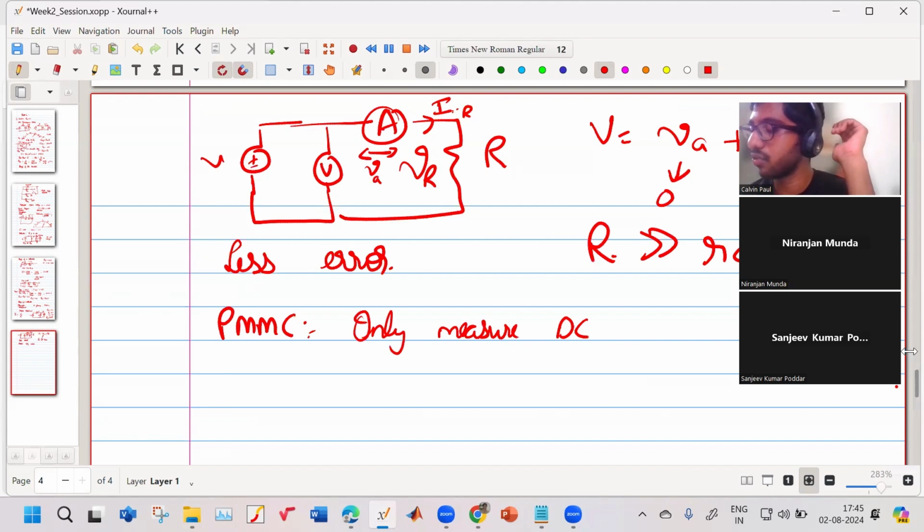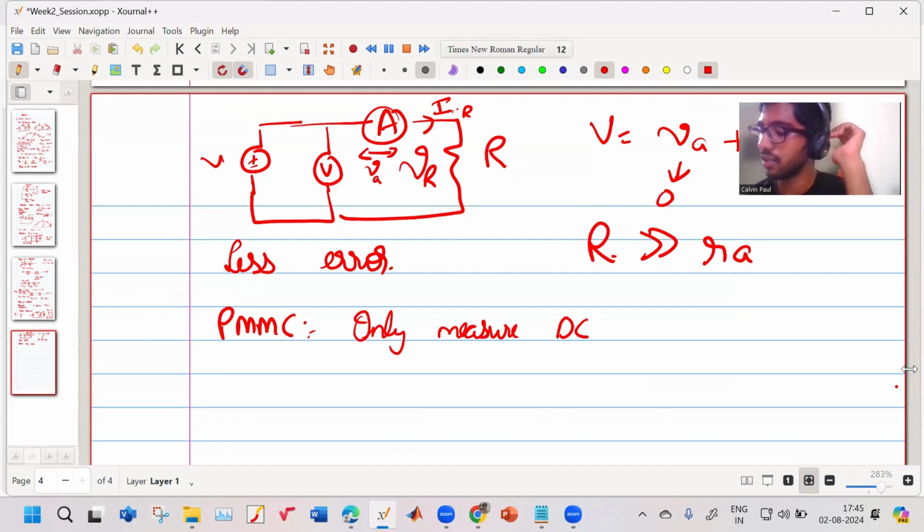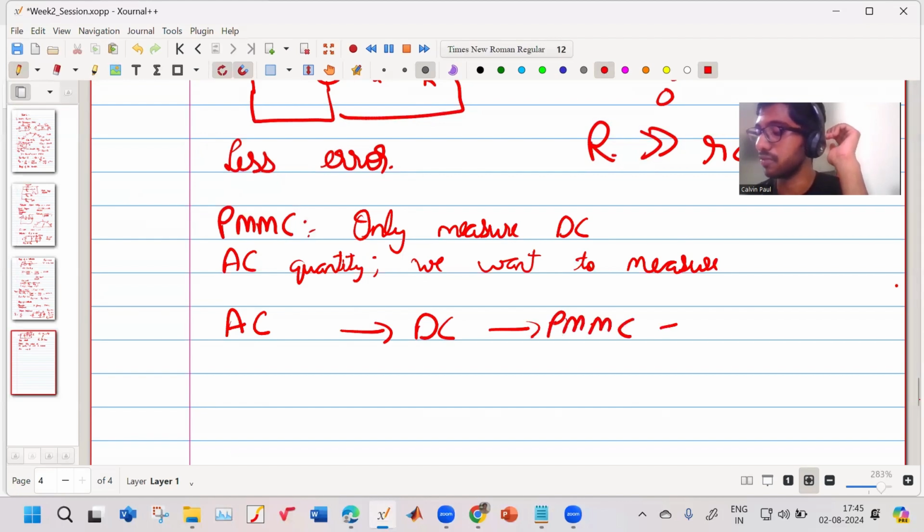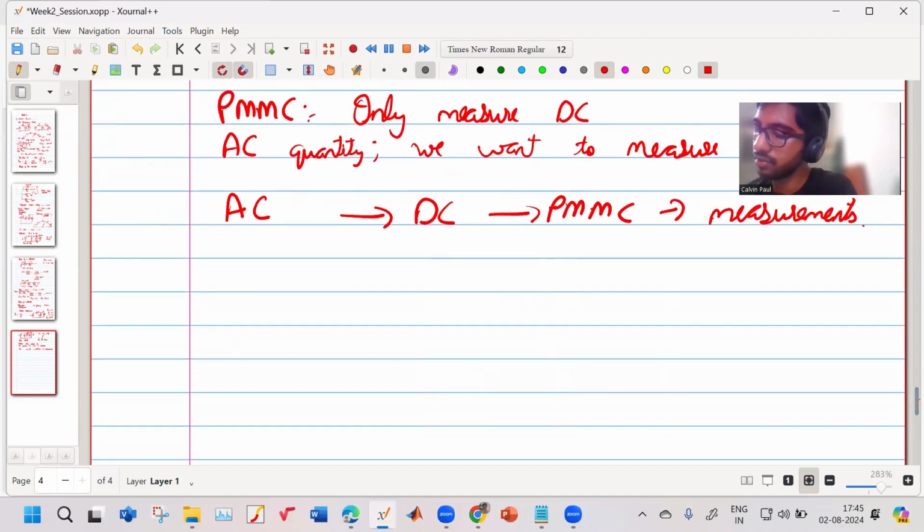But what if we have an AC quantity that we want to measure, but we only have a PMMC instrument? What do we have to do then? In that case, this AC quantity has to be converted into a DC quantity, and then the PMMC instrument can be used for measurement and it will give you the readings which you require. Say you have a sine wave.